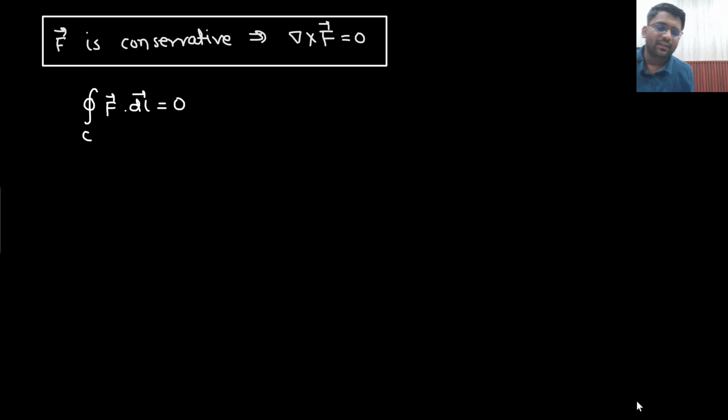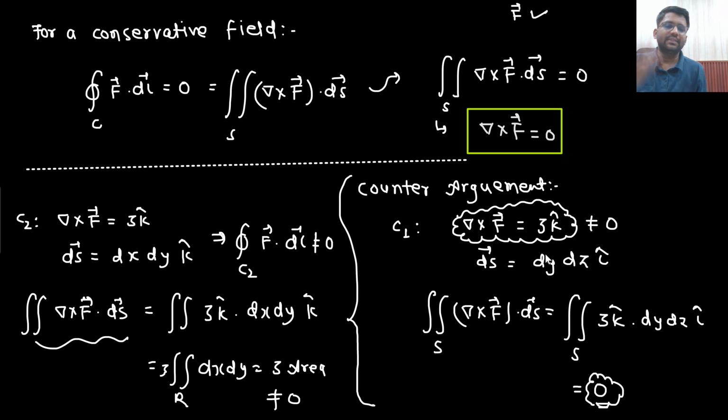So people think that, sir, del cross F dot ds should be 0. It is not necessary that del cross F has to be 0, but actually it is necessary. And this is the counter argument they give. I also used to fall in the same category. I also used to think in the same way.